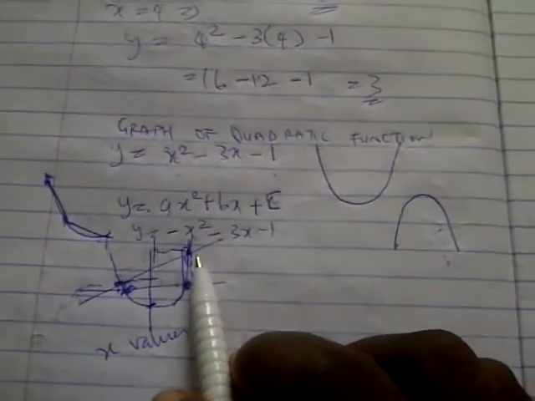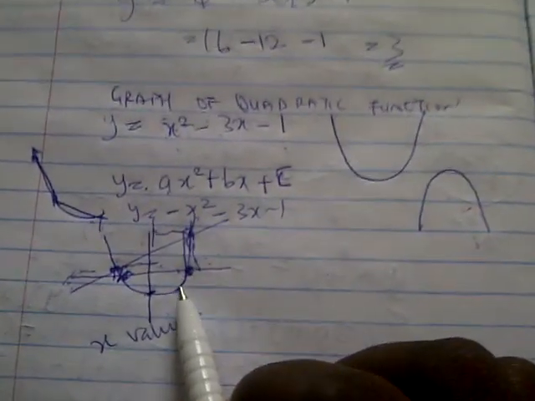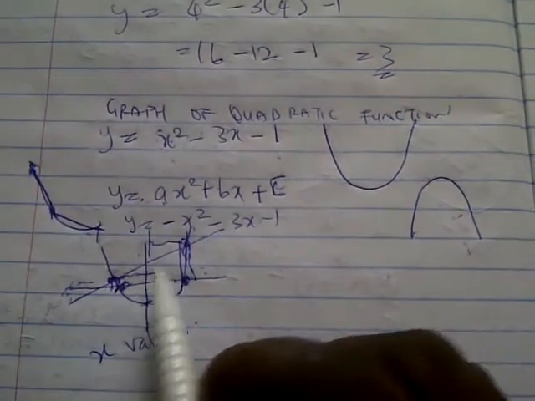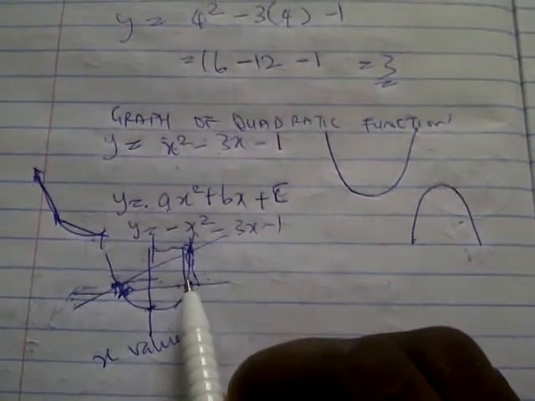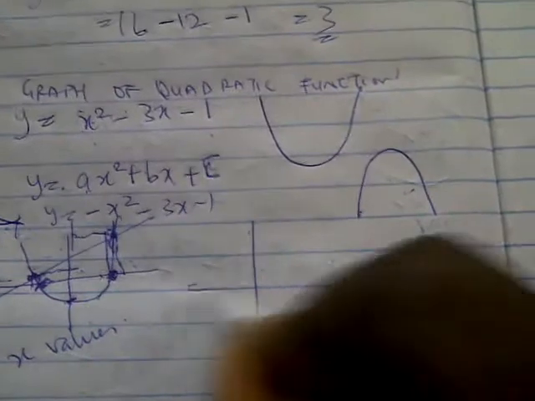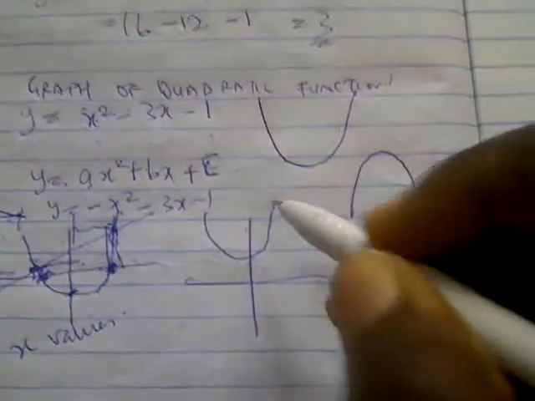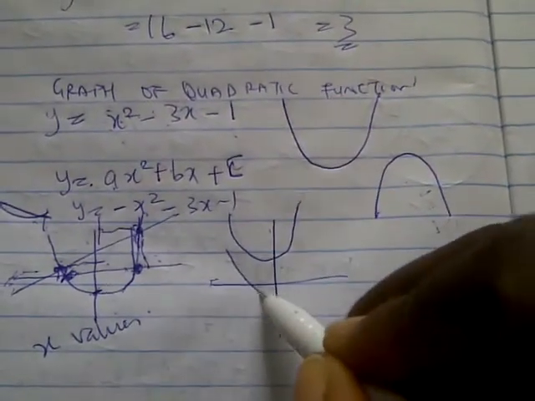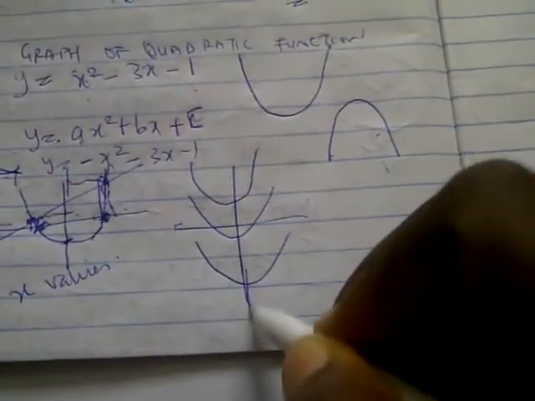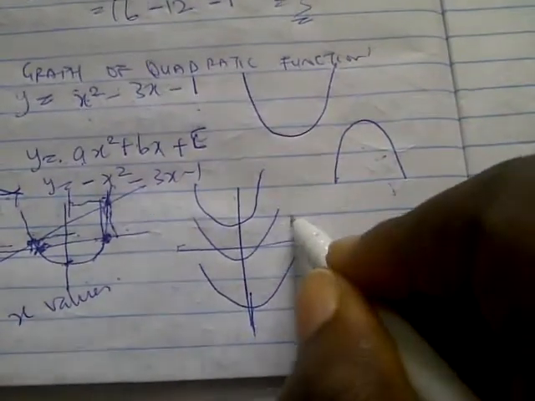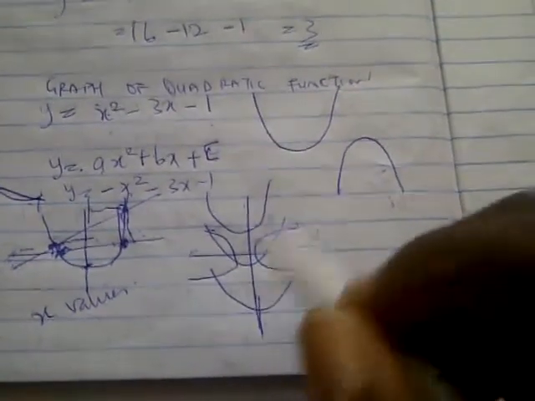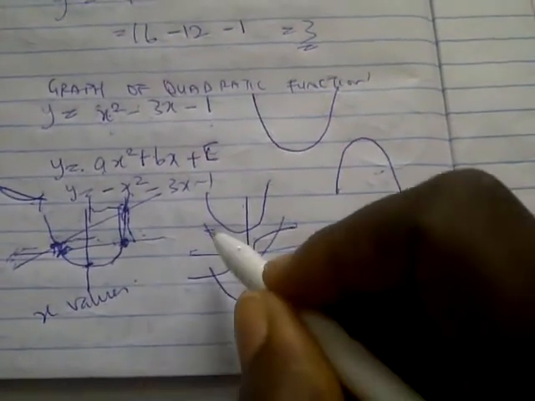Another thing is to ensure that you adequately plot the points where the graph touches the x-axis. There are many types of this parabolic graph. You can have ones that will actually hang this way to touch the x-axis. You can have ones that will come this way. You can even have ones that will come this way. There are different types of this parabolic shape.